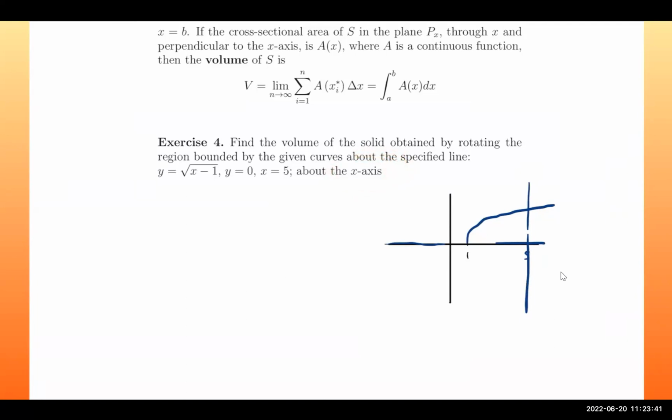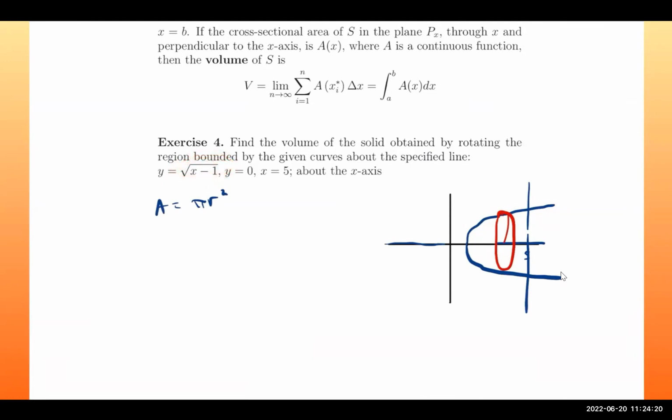And so we can imagine that it would look something like this. And then the cross section would be a disk. It's going to have a thickness. And so the radius is just this length. As you can see, the radius is simply this function, which is a square root function. Because the cross section is a circle, we can use pi r squared as the area. So the area of the cross section is pi r squared, and the radius is this height, which is simply this function.